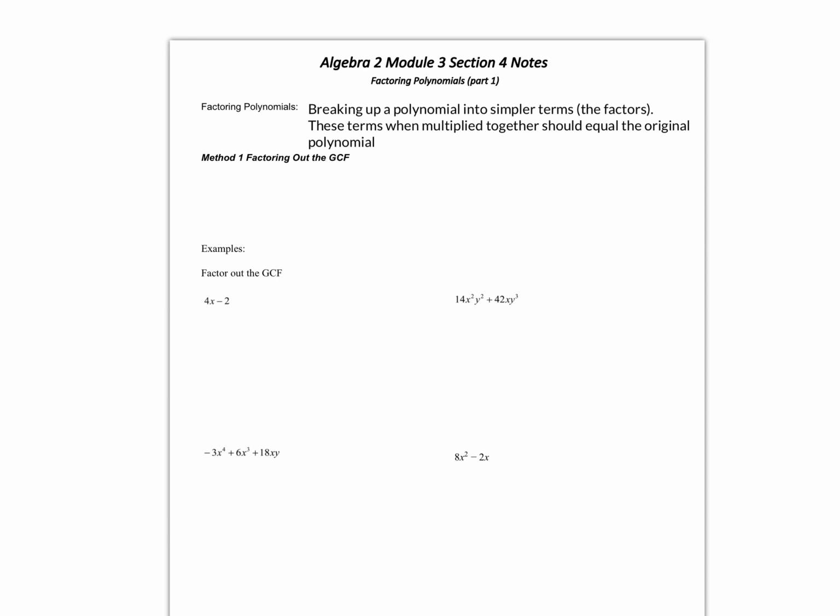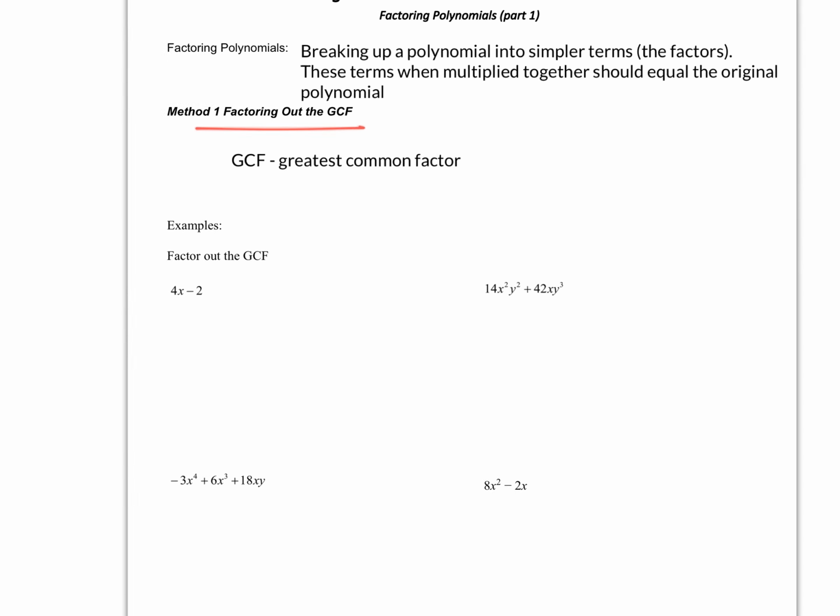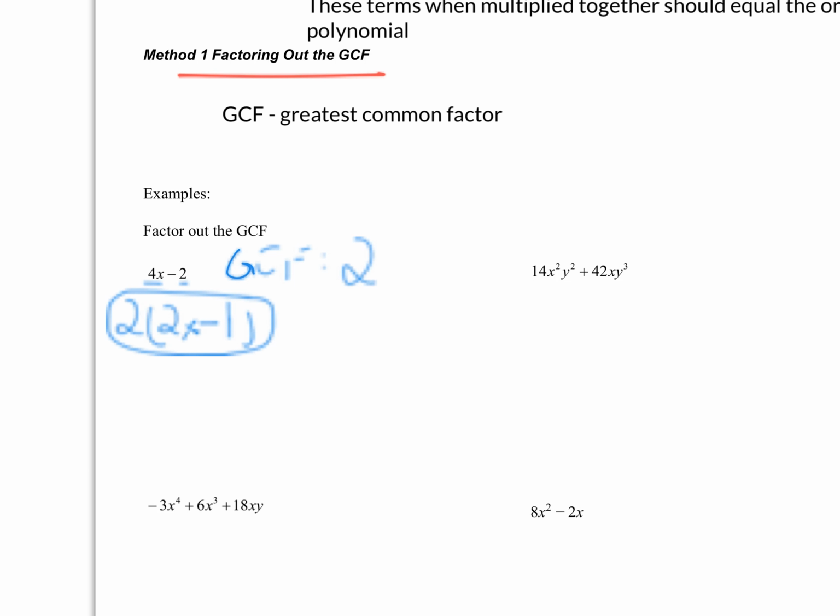And the first one is called factoring out a GCF. If you haven't heard of this term GCF before, that just means greatest common factor. So we're going to pull out a greatest common factor. So let's look at these examples. When we factor out a GCF from 4x minus 2, we need to first record what the GCF is. So what is going to be our GCF?